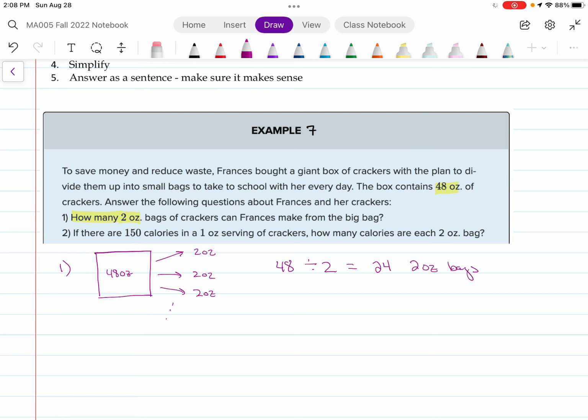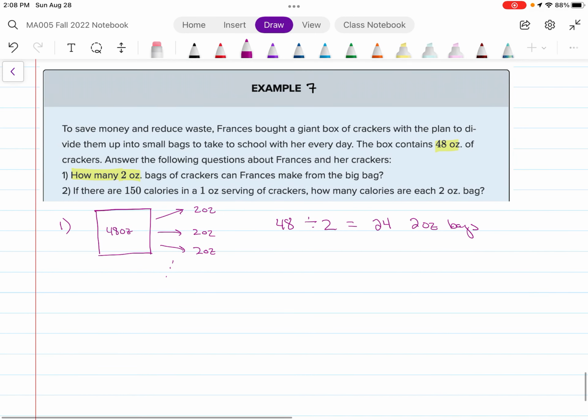Make sure it makes sense. If you got 140, it would not make sense, right? So just think about it.